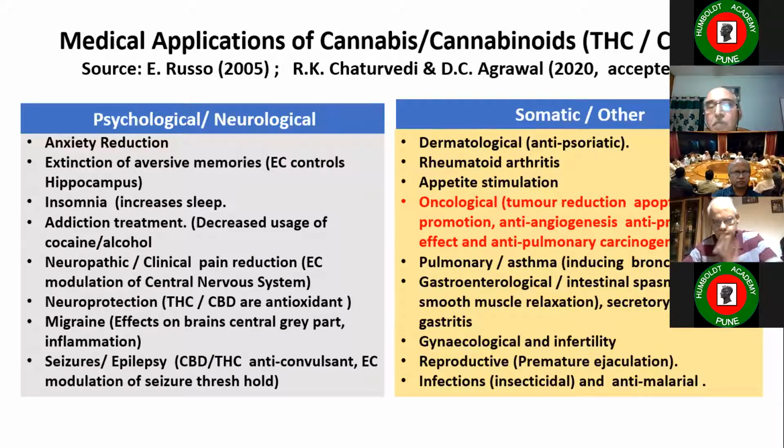I'm talking about clinical trial-based research studies. I have cited around 100 papers and reviews in my paper. It is also very useful for epilepsy or seizures, because CBD and THC are anticonvulsant, with modulation of the seizure threshold. So it controls that. On the other parts, there are so many, like rheumatoid arthritis, which is very well known. Appetite stimulation is also very much known.